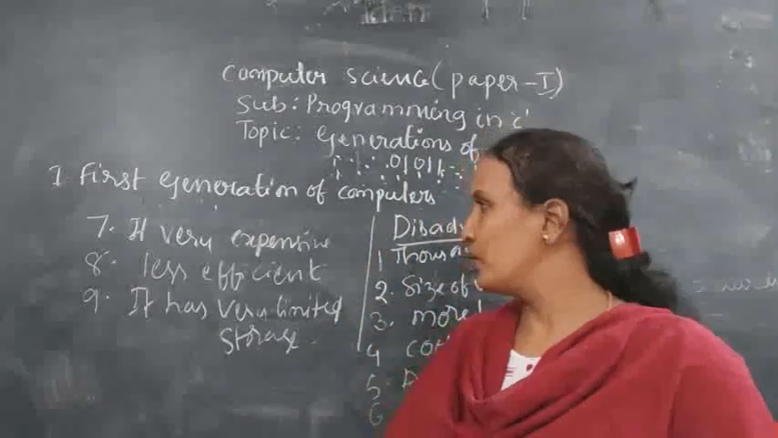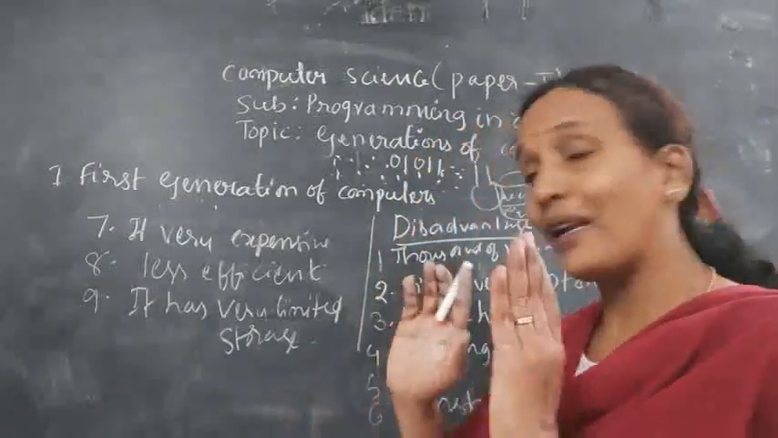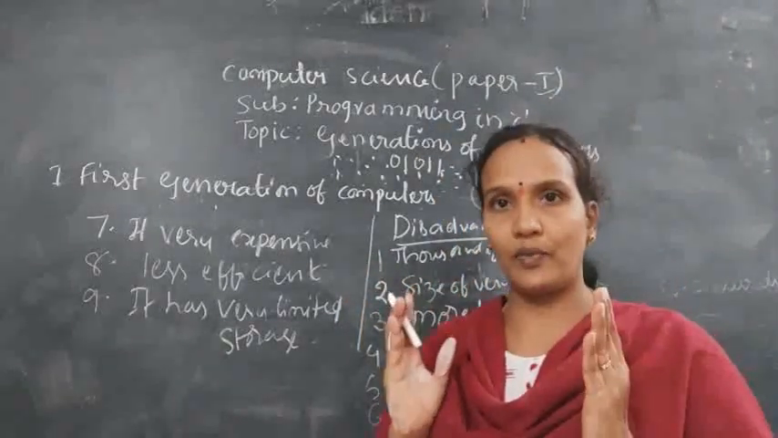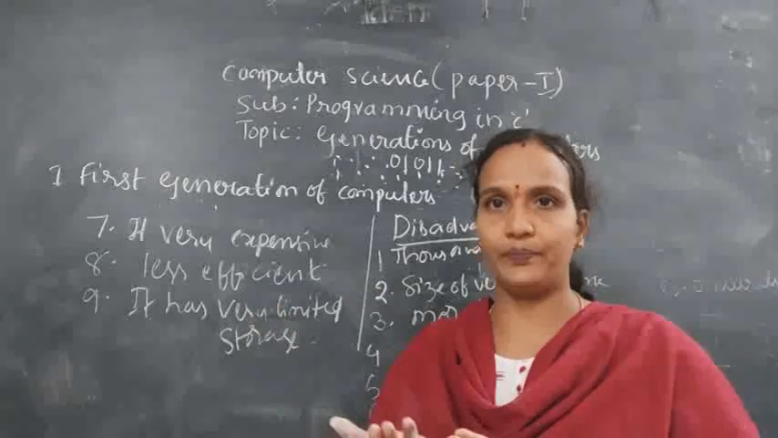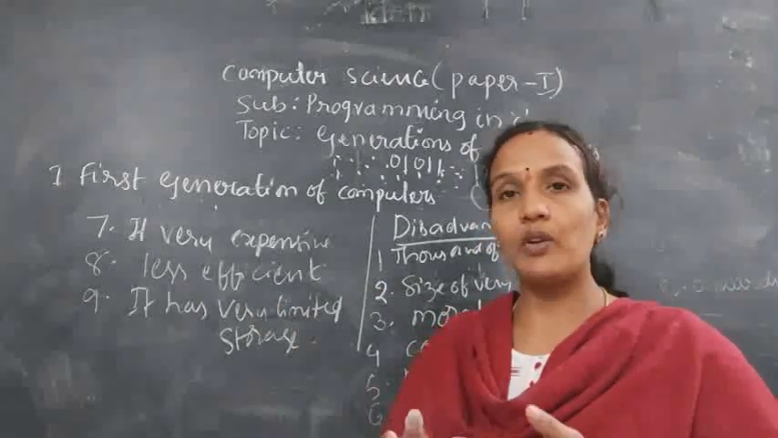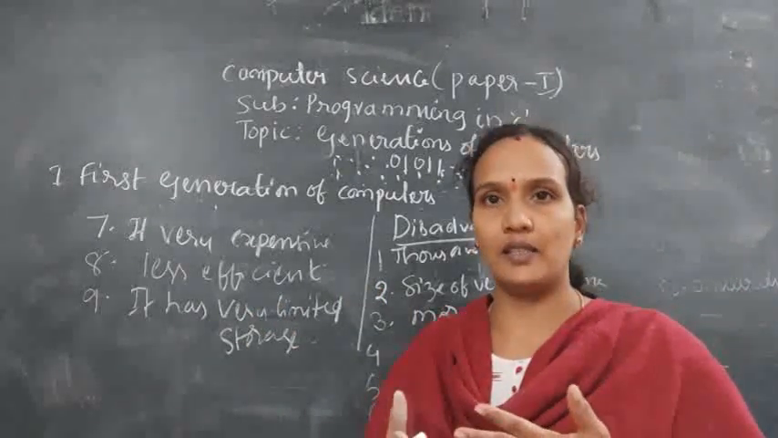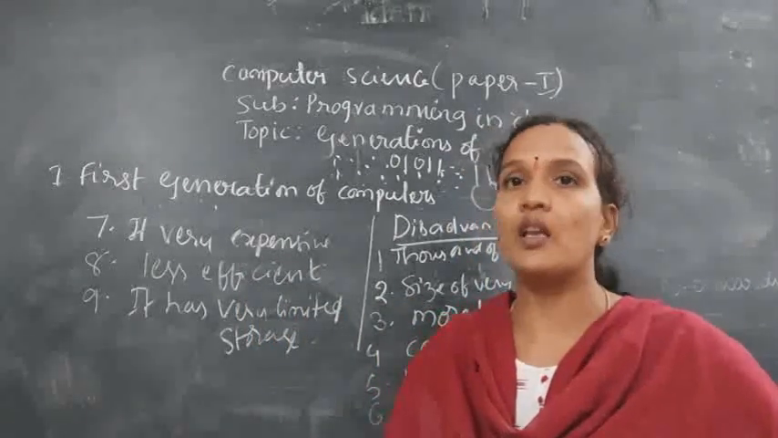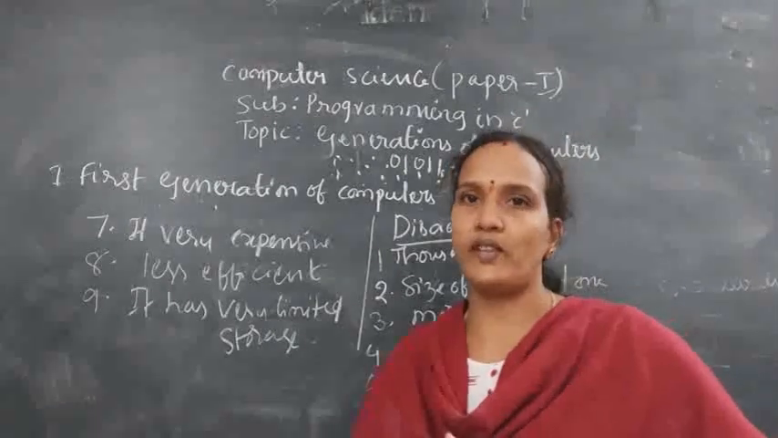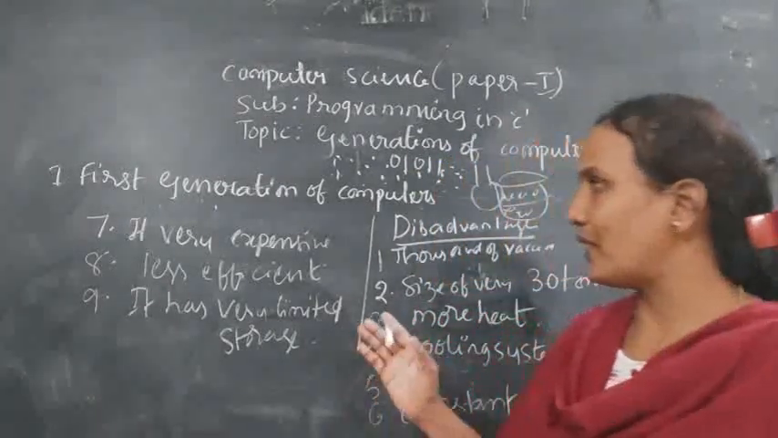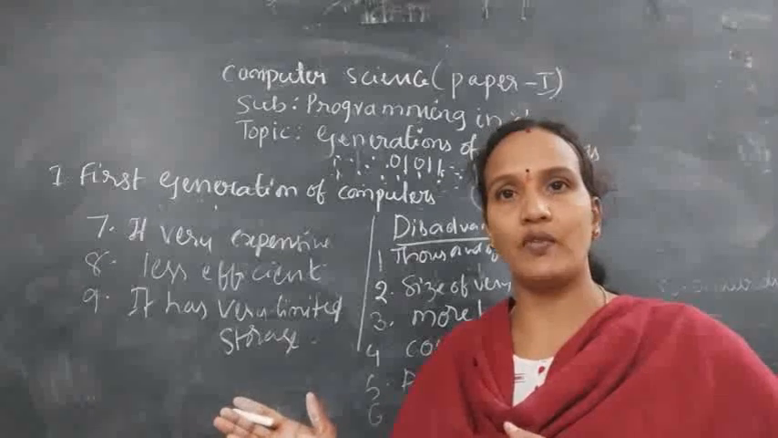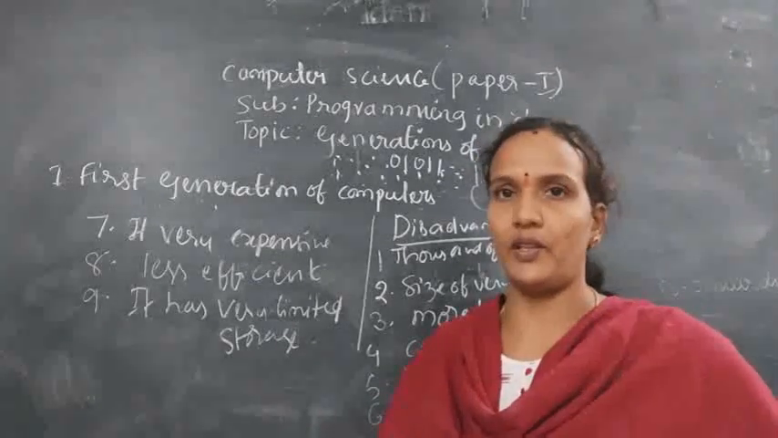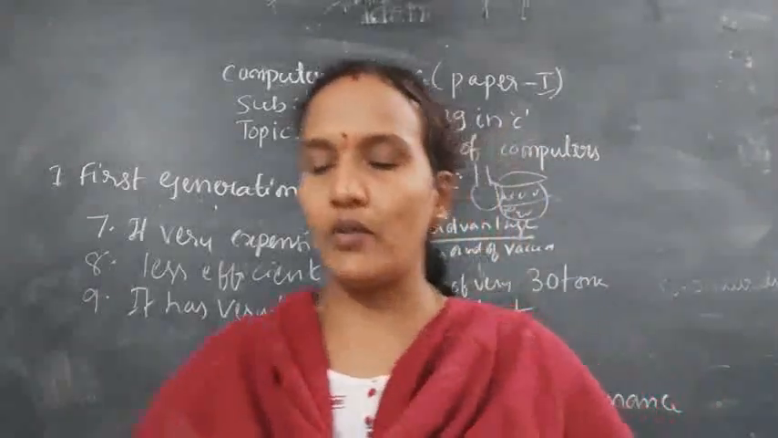Actually, in the first generation of computers, one system is equal to one room. Understand? Because thousands of tubes, 30 tons, it is nearby equal to one room. The size of the system was very big in the first generation of computers. So whatever disadvantages you have in the first generation, a few were solved in the second generation. That we'll discuss now.